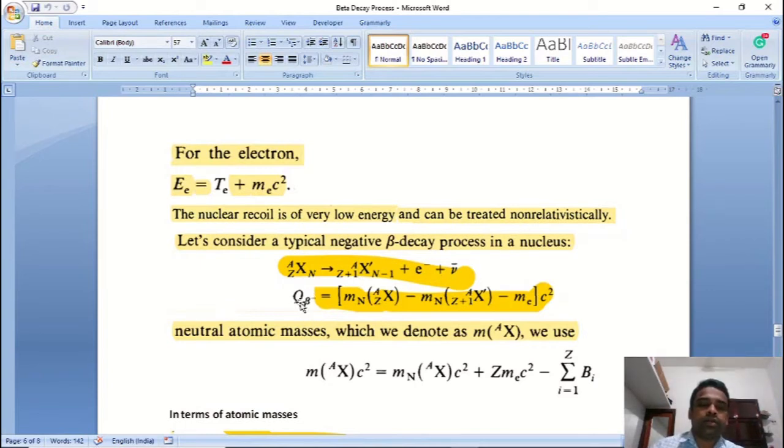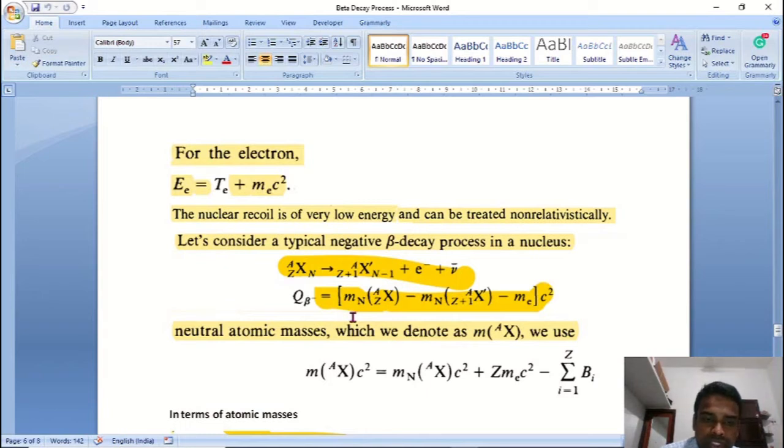Now for beta negative, the Q energy or the disintegration energy, we can represent as Q beta minus equal to Mn, the nuclear mass of A, Z, X, minus Mn, the nuclear mass of the daughter nucleus, minus Me, the mass of the electron. We are considering only protons and neutrons here, not the electrons of the atom. That is why we take the nuclear mass. The mass of the antineutrino, we saw, is 0, it is a massless particle, so we do not take it here. All this times c square. So this is the Q value of the beta negative radiation process.